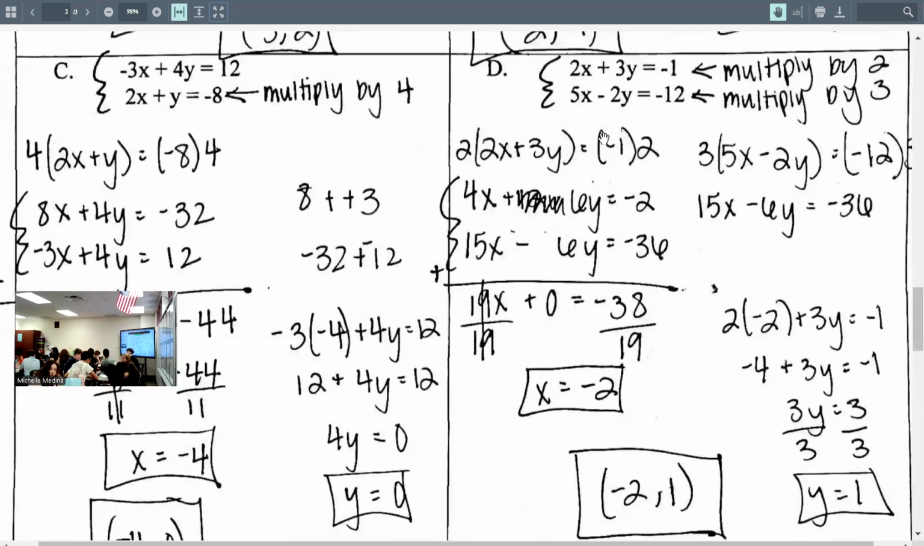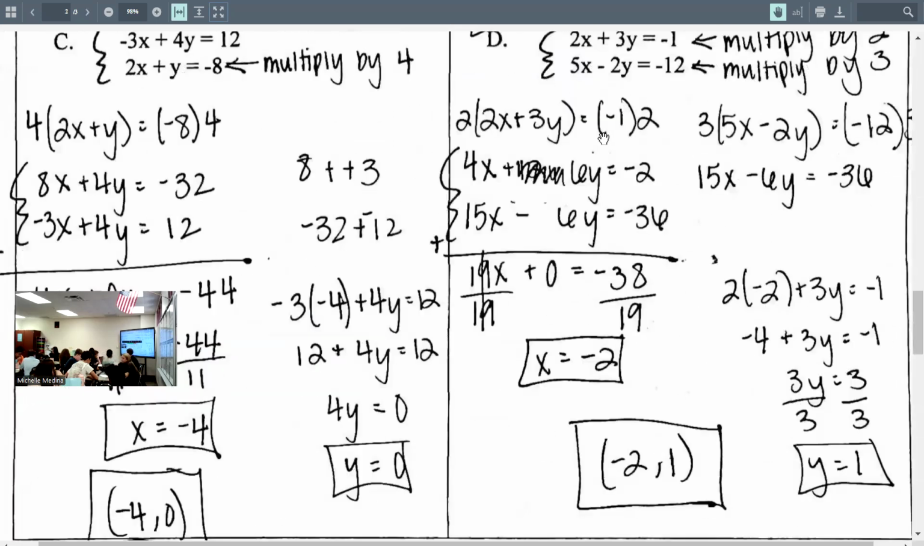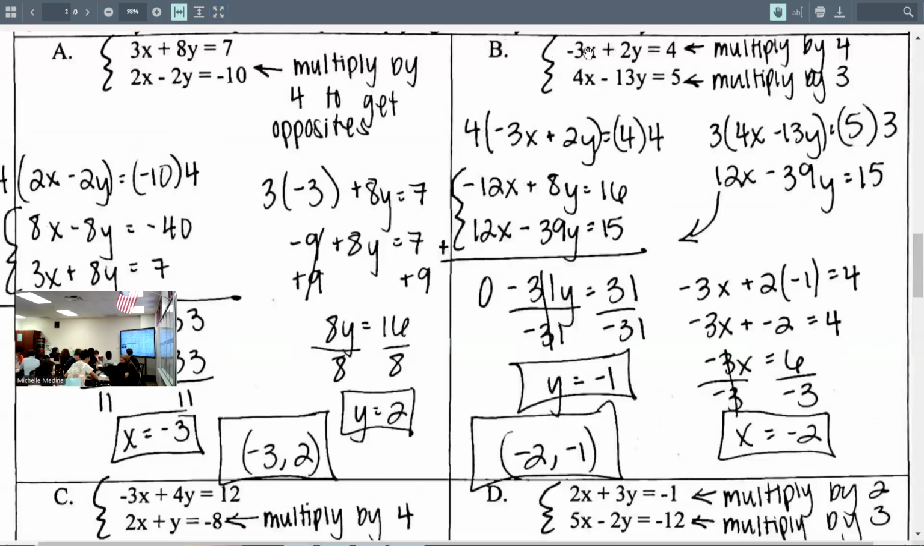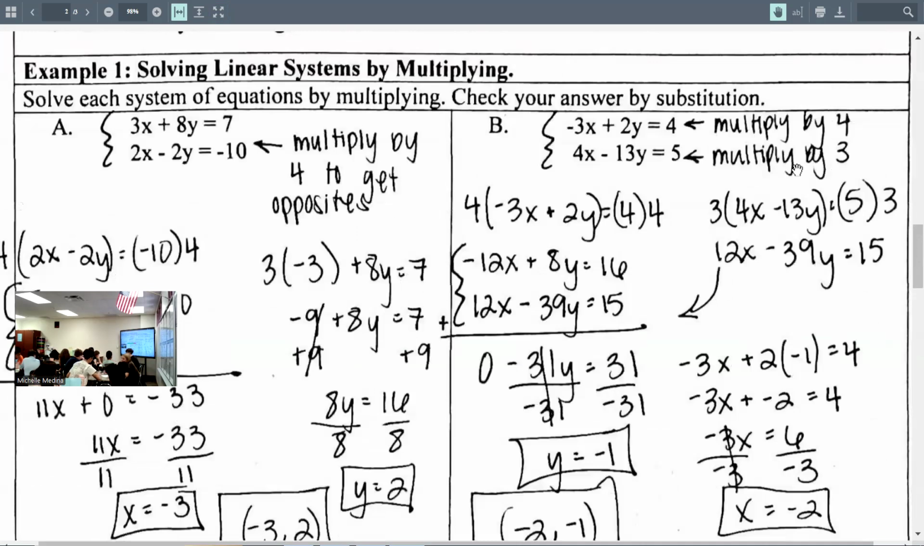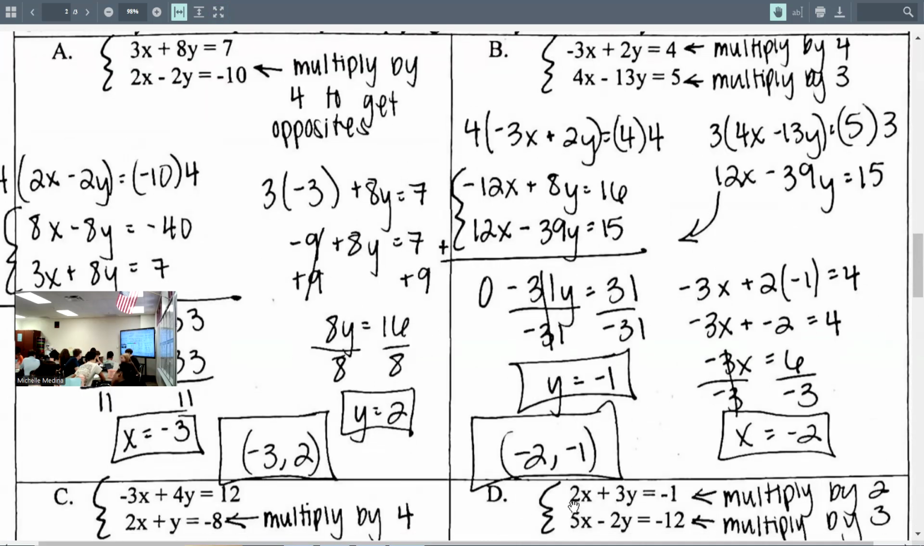Okay, so, oh wait, no, I'm looking at the wrong one. This one. If you wanted to eliminate the x term, then you could have multiplied the top one by 4, the bottom by 3, and we still get the same answer. Negative 2, negative 1 was our answer for B. Our equations end up looking a bit different, but they're still equivalent to our original system. Any questions on that?